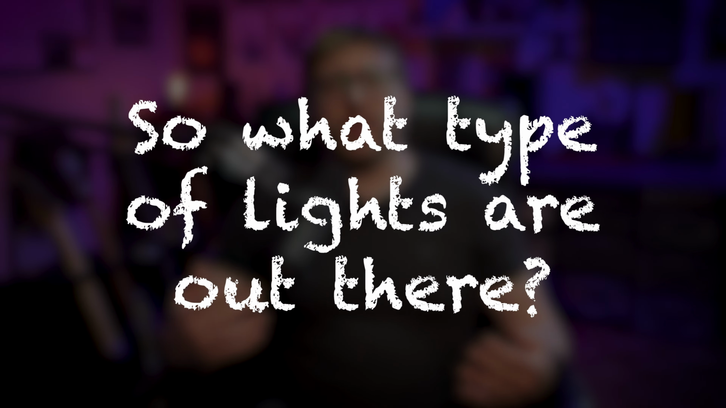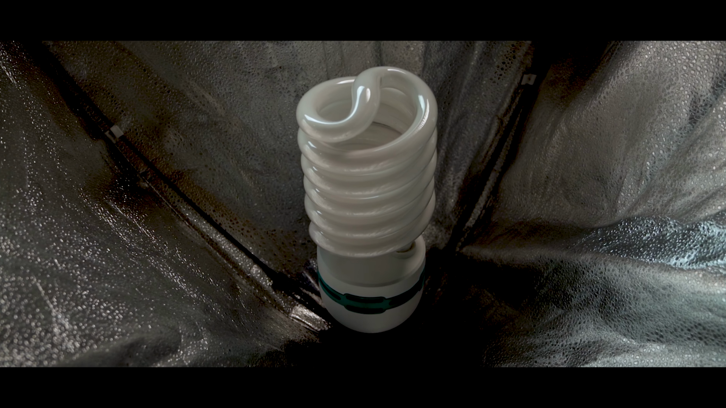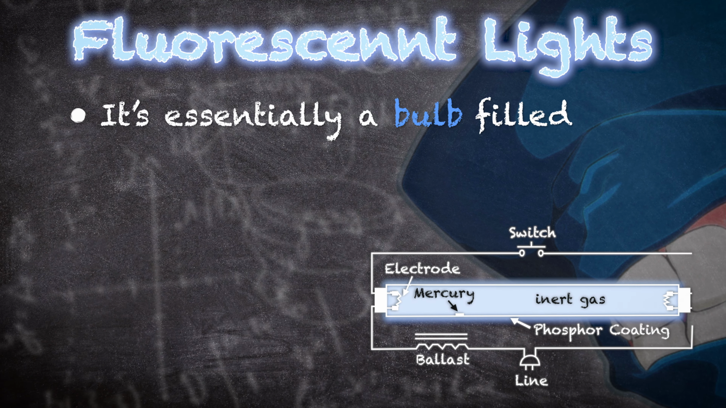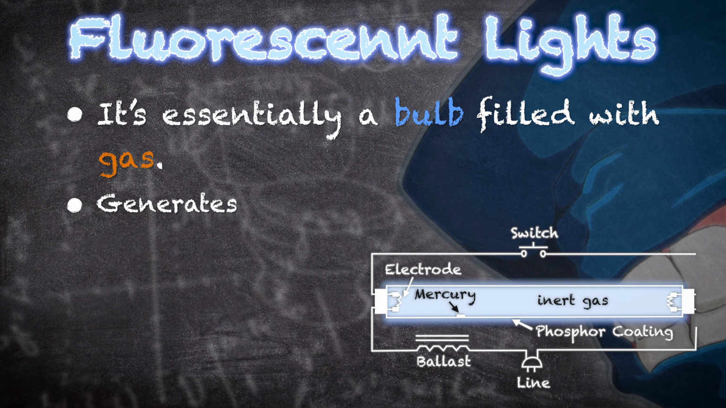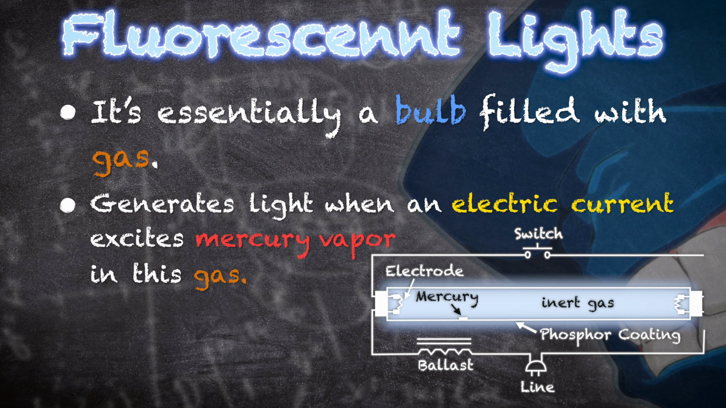So what type of lights are out there? Lights can be broken down into a few different categories that each serve a purpose. The cheapest and most commonly used lights are fluorescents. A fluorescent light looks like this. As you can see, these bulbs are usually a wee bit bigger than the ones your mom has you put in your home lights. It's essentially a bulb filled with gas. A fluorescent bulb generates light when an electric current excites mercury vapor in this gas. It produces shortwave ultraviolet light that then causes a phosphor coating inside the bulb to glow.